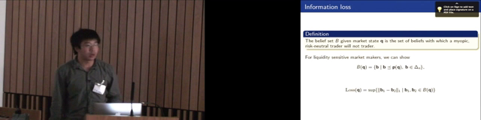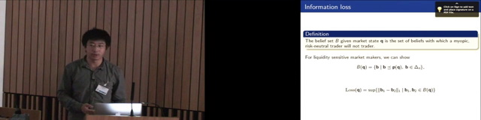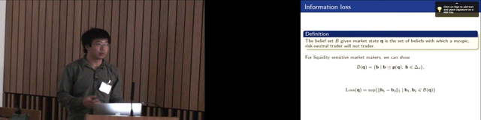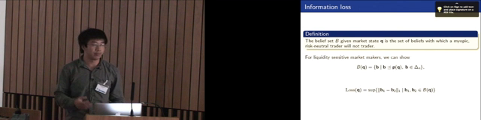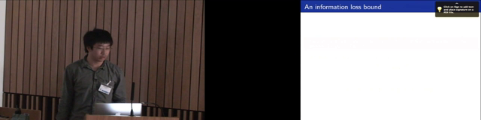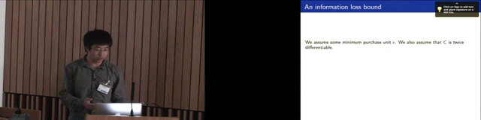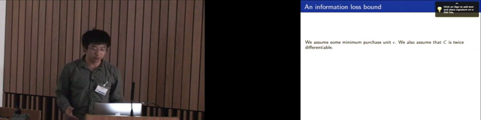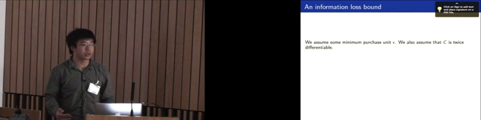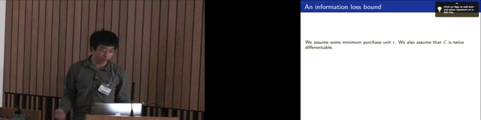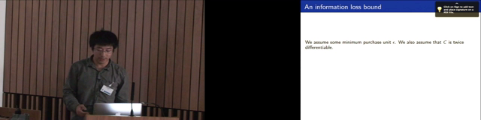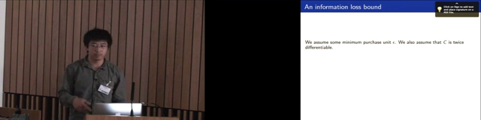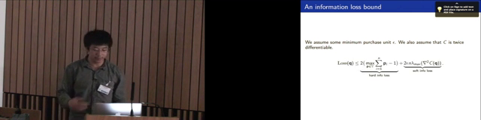Another very important result is that we bound this information loss, and the bound has a very nice interpretation. First, we assume that there is some minimum purchase unit epsilon, as in any real market, because you cannot buy half a share in a stock market, and so on. We also assume that the cost function is twice differentiable, but this is not essential, it just makes things simpler.